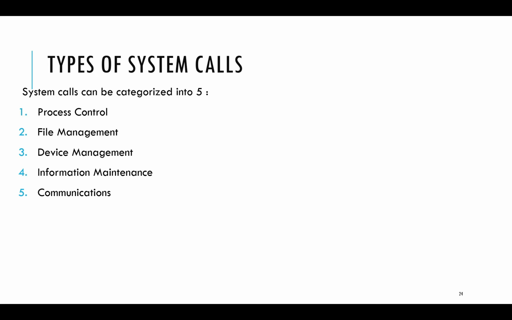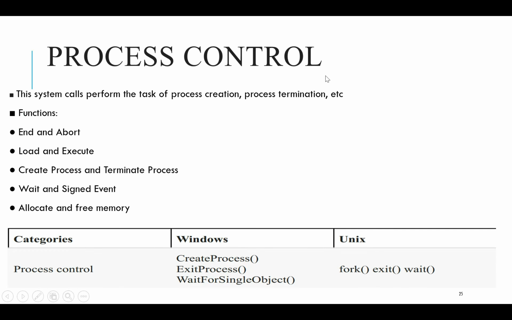Now let us discuss the types of system calls. System calls are basically categorized into five types: process control system calls, file management system calls, device management system calls, information maintenance system calls, and communication system calls. Let us see what all these are. The first one is process control.